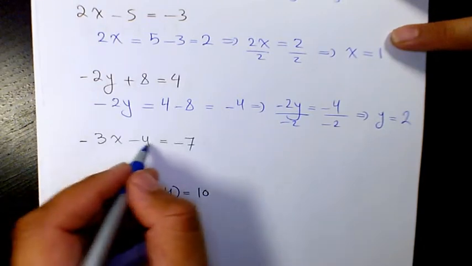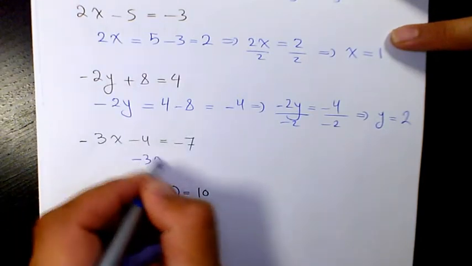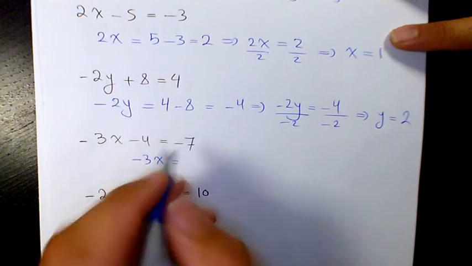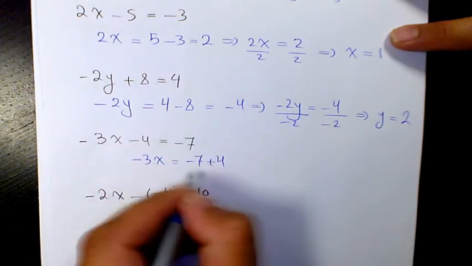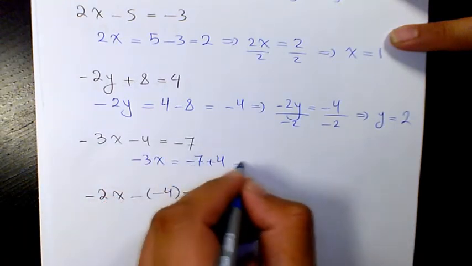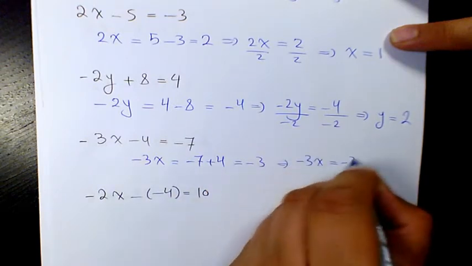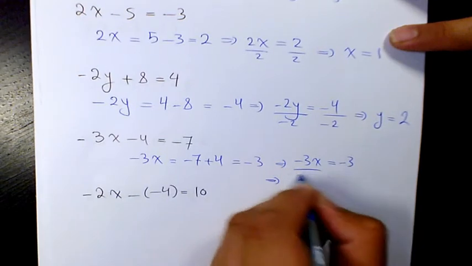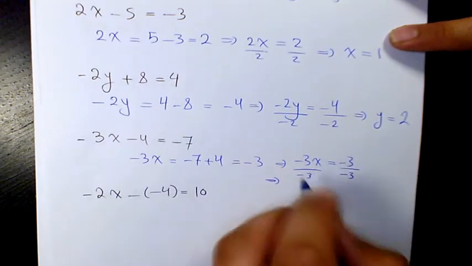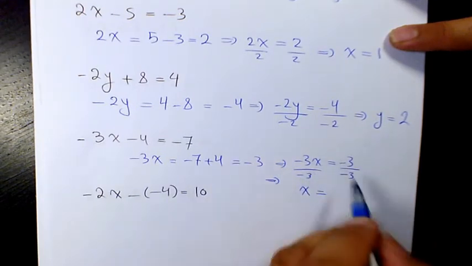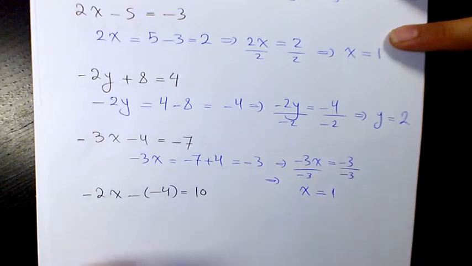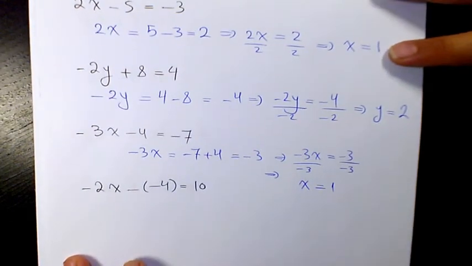Negative 3x minus 4 equals to negative 7. So negative 3x on the left hand side. Negative 4, you move it to the right hand side so it becomes positive. Negative 7 plus 4 is going to be negative 3. So therefore negative 3x equals to negative 3. We need to divide both sides by negative 3. So negative 3x divided by negative 3 is just going to be x. Negative 3 divided by negative 3 is going to be 1. So the answer is positive 1.